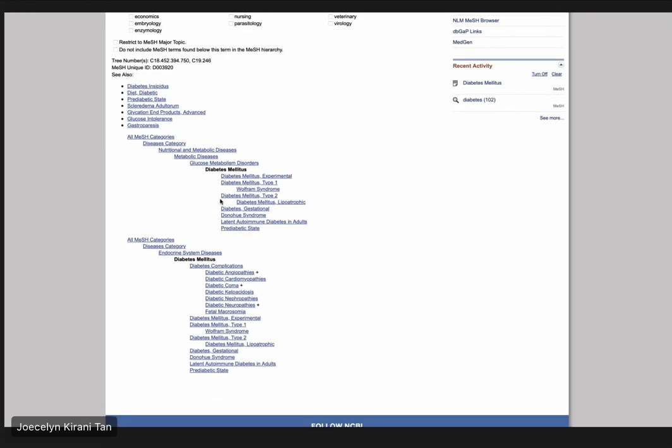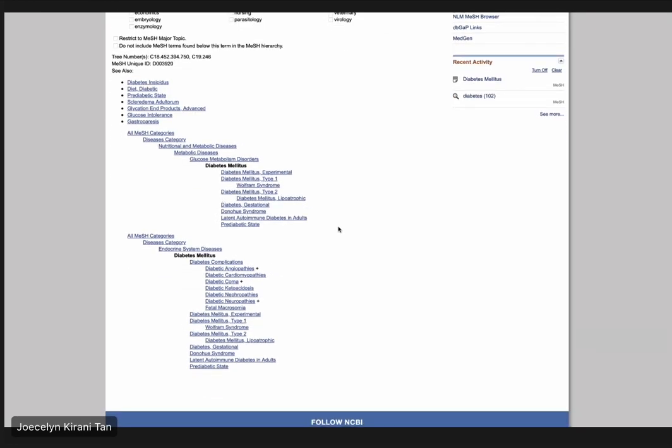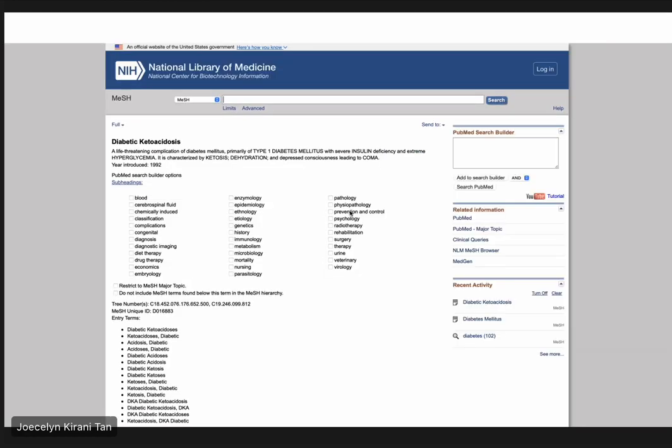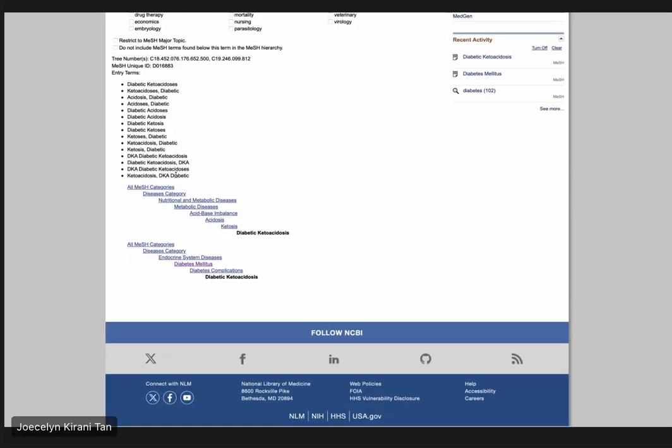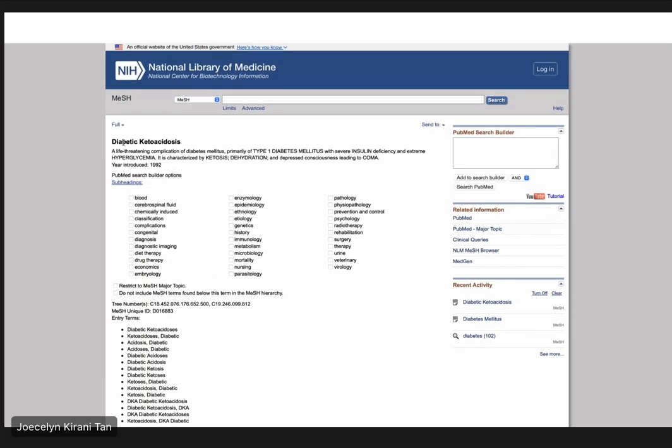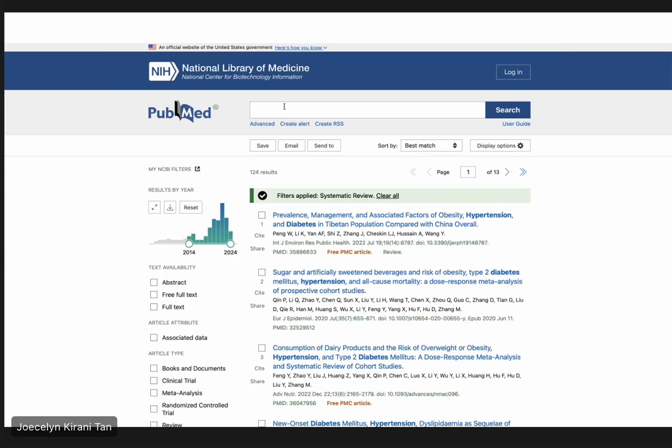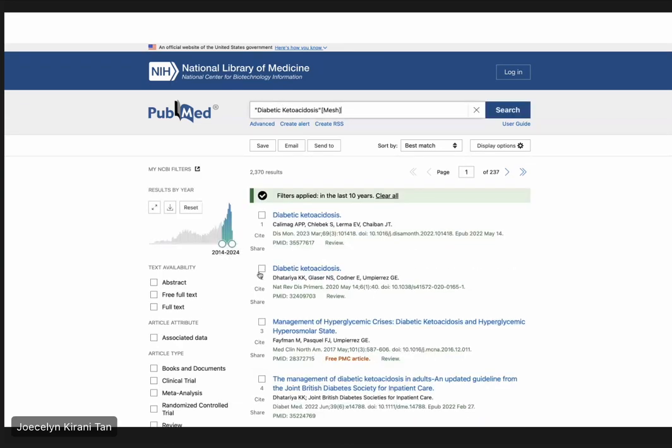And let's say I want to include diabetic ketoacidosis specifically, and I want to include everything in diabetic ketoacidosis. So you click add to search builder, and that's your MeSH term. You just copy this over and put it over here, and then you click search. This is for the last 10 years, and this is your result on diabetic ketoacidosis.